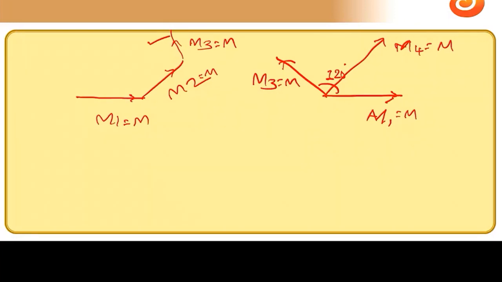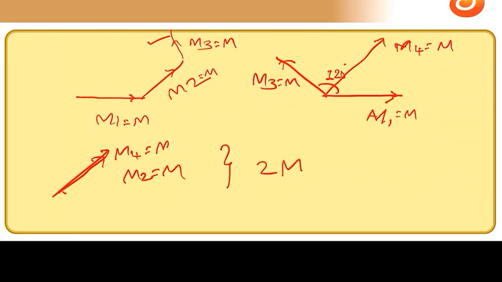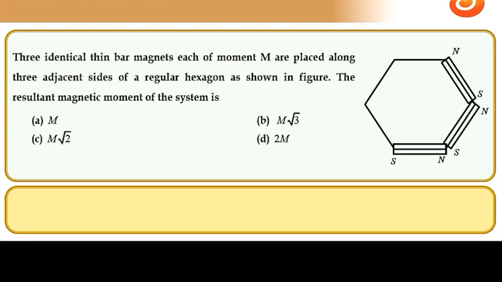And now we have one more, M4 is equal to M, and along with that you also have M2. M2 is equal to M. What is the resultant of these two? The resultant of these two is 2M. So the resultant magnetic moment of this combination is 2M. D is our correct choice.